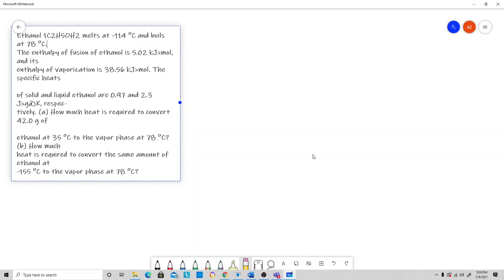Hello. I'll be going over this problem for the chemistry textbook. It's 11.45 from Chemistry: The Essential Science. This is a phase change problem. So we want to first draw how a phase change will look. We're going to go specifically for part B. So let's draw how a phase change will look.